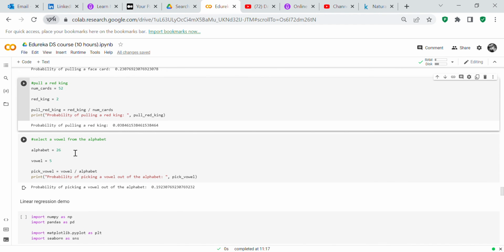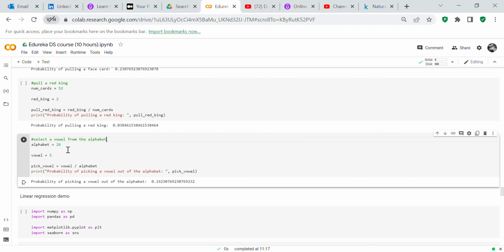So now we're going to select a vowel from the alphabet. So you have 26 letters in the American alphabet, and you have 5 vowels. So pick_vowel equals vowel over alphabet. So pick_vowel equals 5 over 26. Print probability of picking a vowel out of the alphabet, comma, pick_vowel, and so you have 0.19. So you have 19% chance of picking a vowel out of the alphabet.